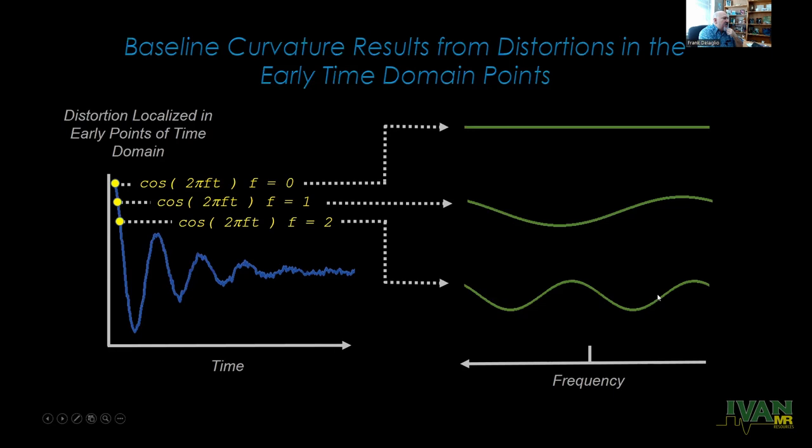The third point in the time domain corresponds to adding a cosine with two cycles into the corresponding spectrum. So it's an unusual way to think about the relationship between time domain data and frequency domain data. But each point in the time domain is the equivalent of adding a higher order Fourier term in the corresponding spectrum. And so if you mess up point 2 or 3 or higher, that adds curvature into the corresponding spectrum. If you mess up the first point, all it does is add or subtract an offset, a constant in the corresponding data.